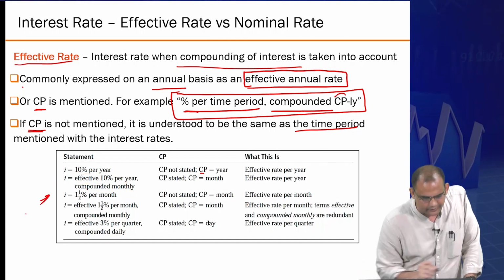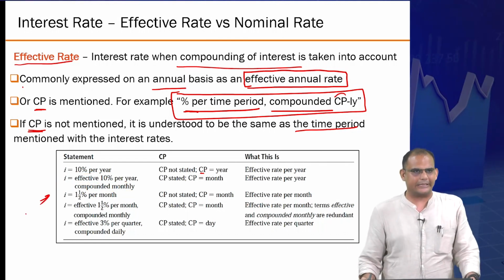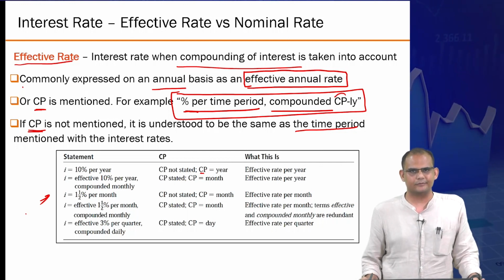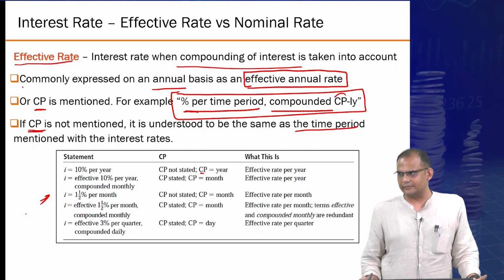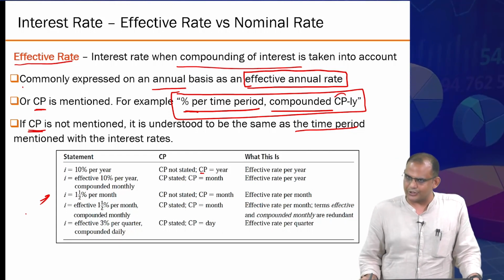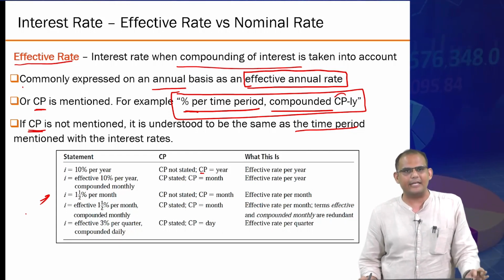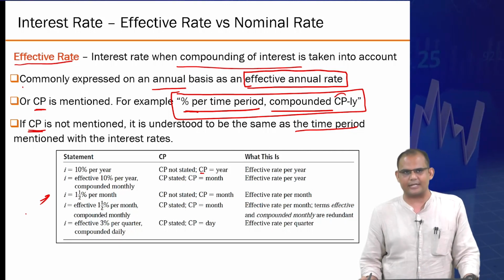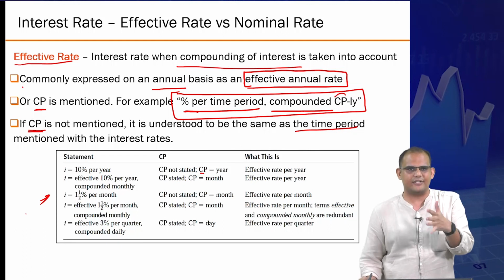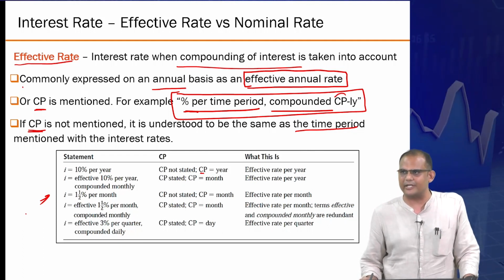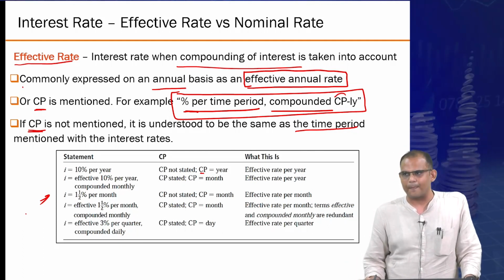So far with me? 1.5% per month. What is T? CP? Not given. So it is month. So if you want to use this rate for monthly, you can straight away use it. This becomes your effective rate for monthly transactions. For any other transactions, we will need to transform this. We will see how. Okay.